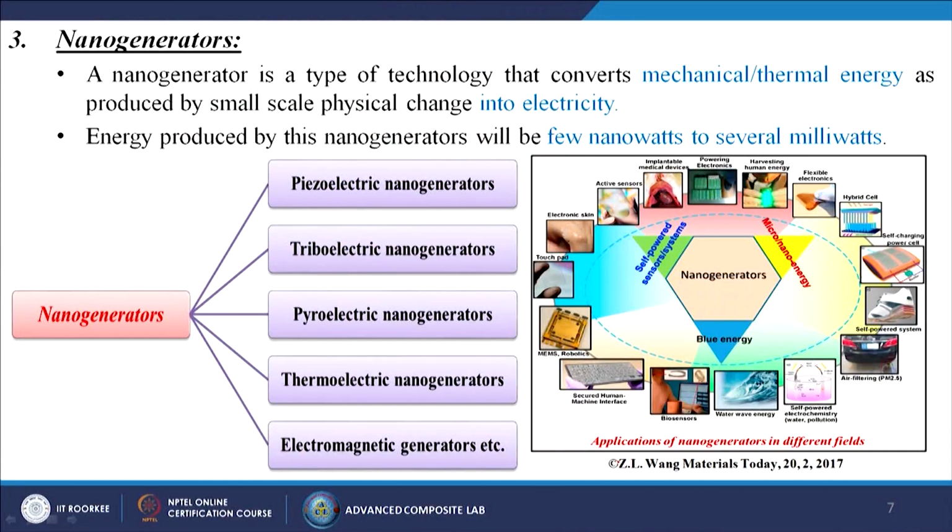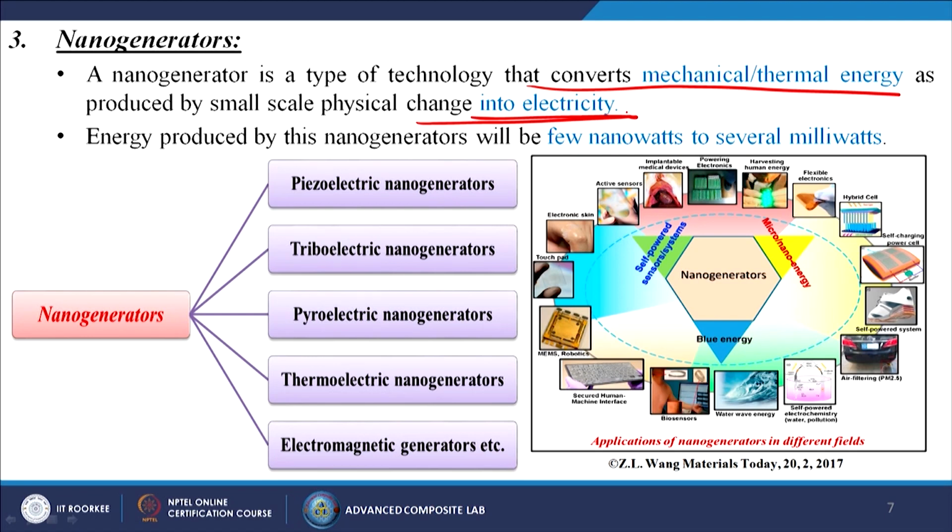Now, come to the third one, that is nanogenerators. Nanogenerator means what? Generator means it generates electricity, and for producing that electricity we are using nanomaterials. That is why the name has come, nano and generator. That does not mean the generator is at the nanoscale; the generator is at a bigger scale, but for generating the electricity we are using nanomaterials. A nanogenerator is a type of technology that converts mechanical or thermal energy, as produced by small-scale physical change, into electricity.